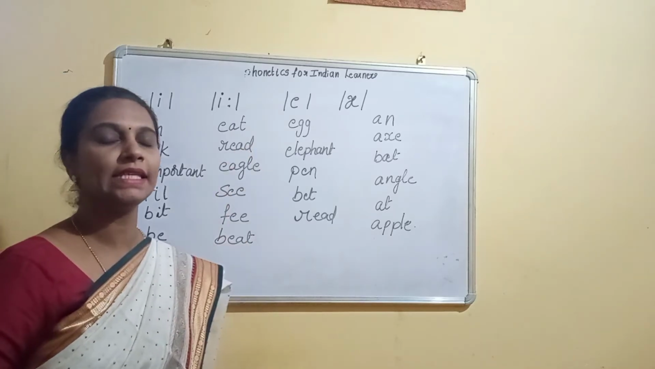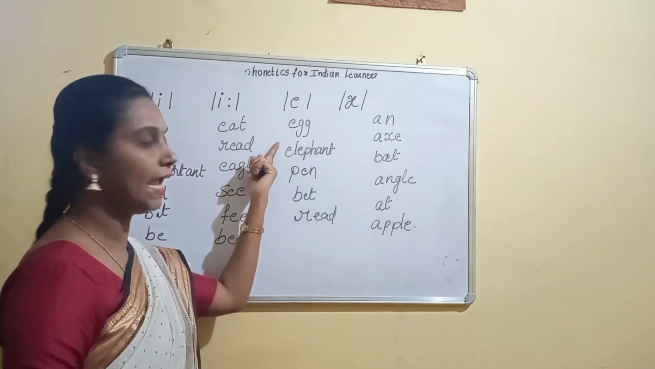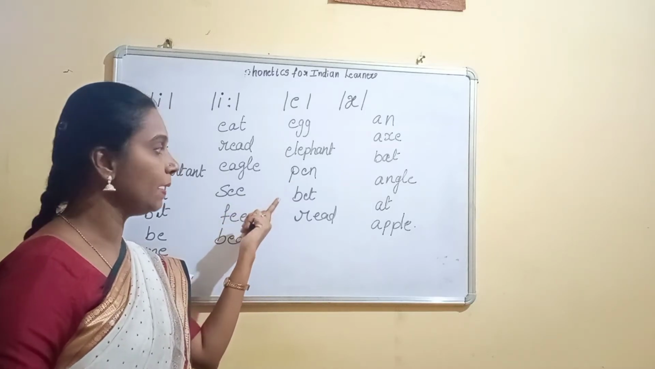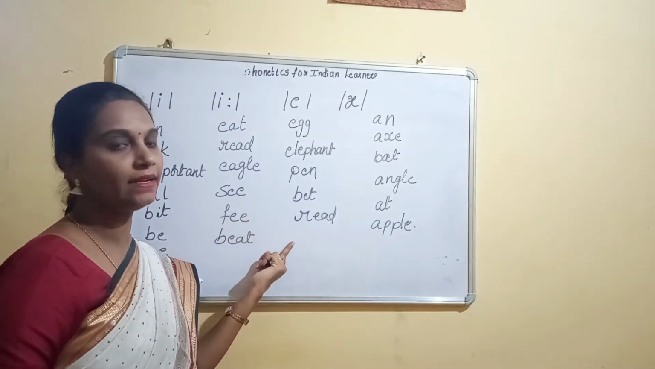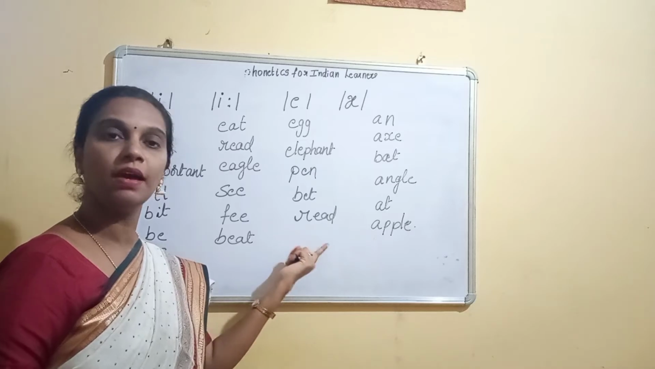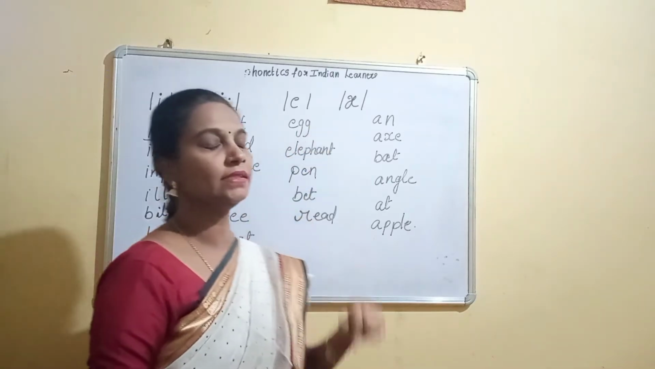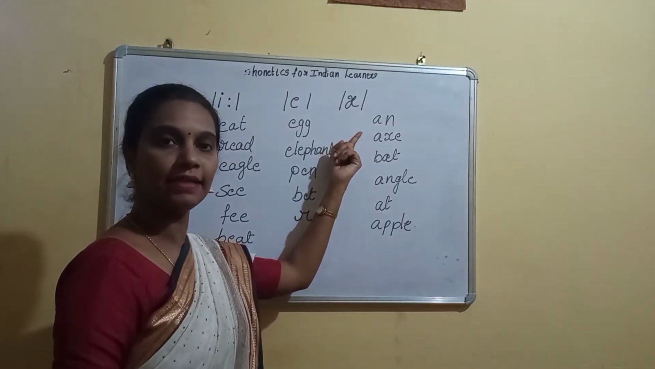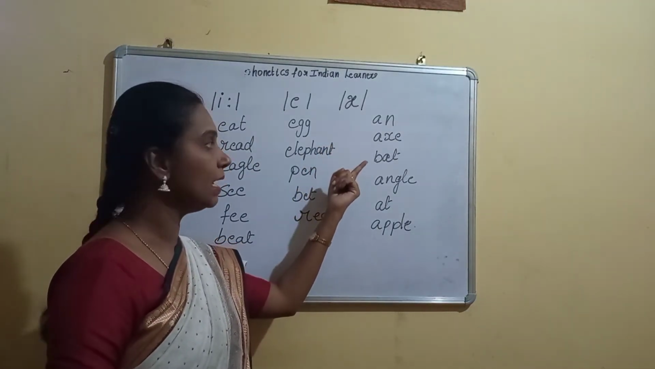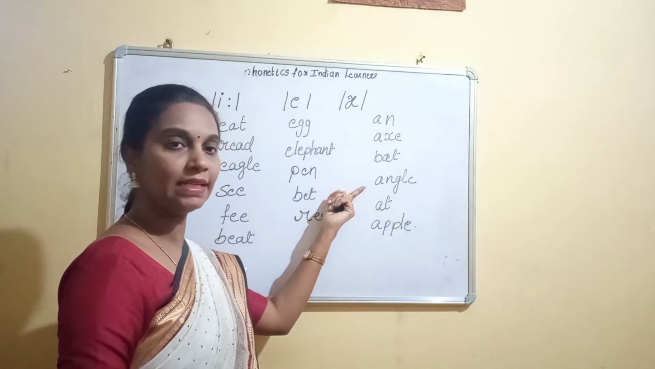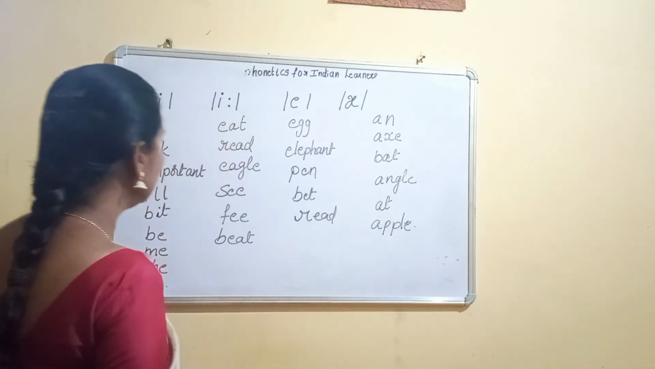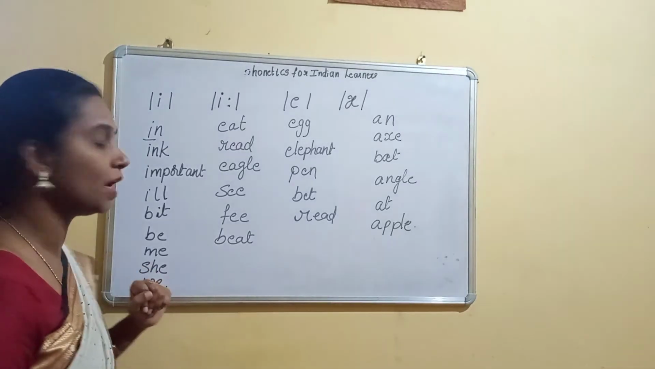The next sound is A: egg, elephant, pen, bet, red. This is the past tense form, red. And this is the sound A. Examples are an, axe, bat, angle, at, and apple. Now let us know the position of these sounds.